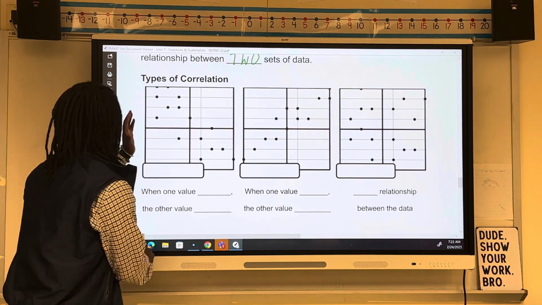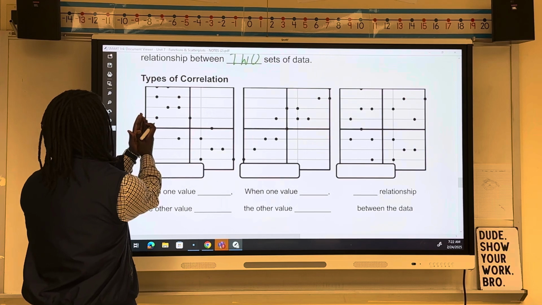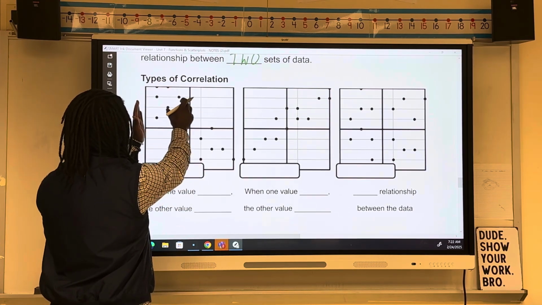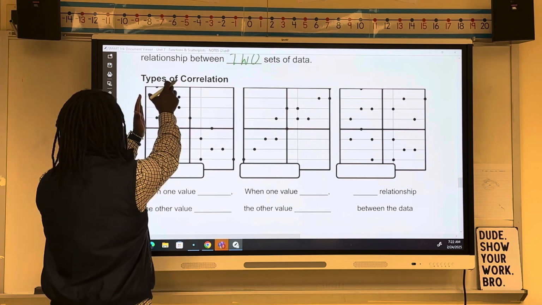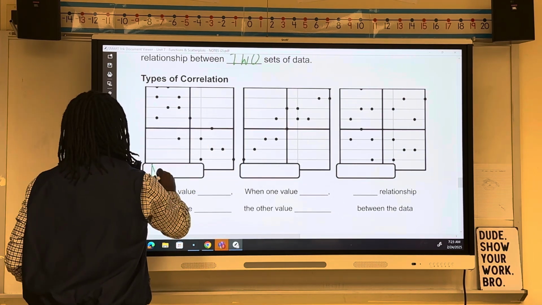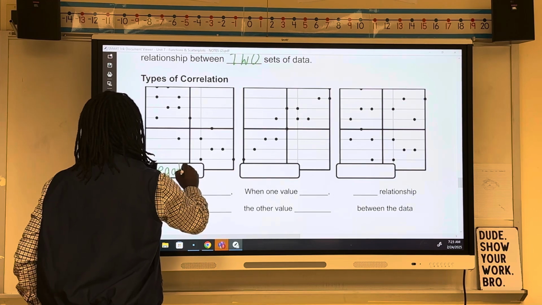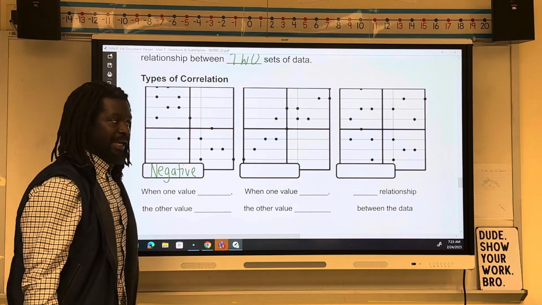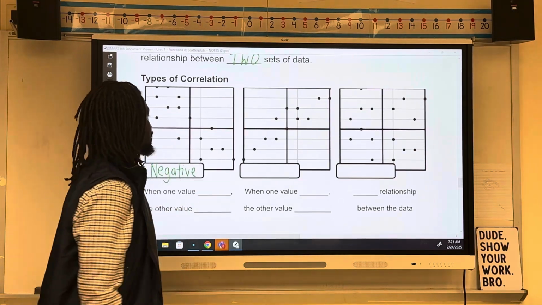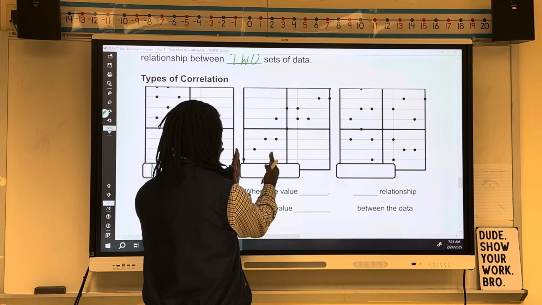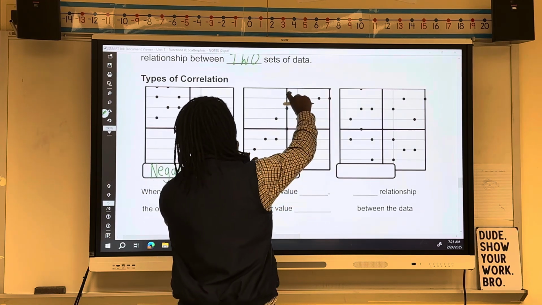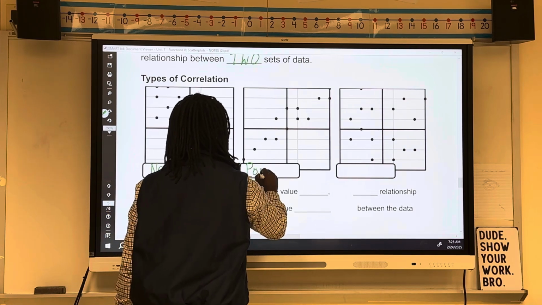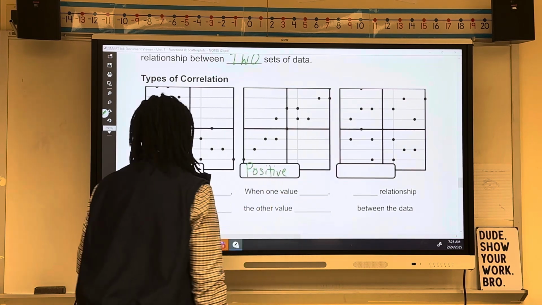In this first type, you see that as you're moving from the left to the right on the coordinate plane, the points are starting to go down, okay? So when the points are going down, that is known as a negative correlation, okay? The points are moving further down in the negative direction. The second one, as we're going from left to right on our graph, we see that the points are going up in the positive direction, and so that is a positive correlation, okay?